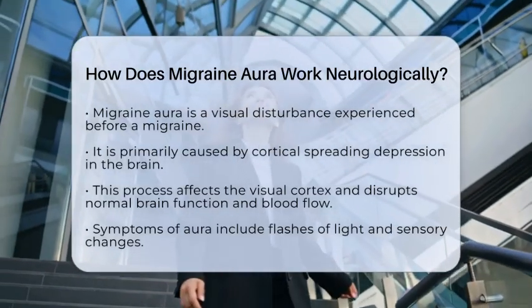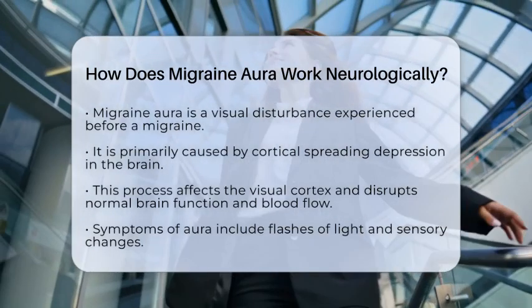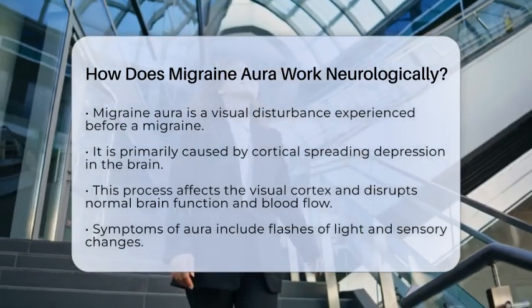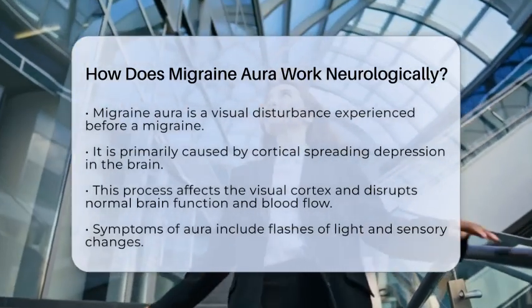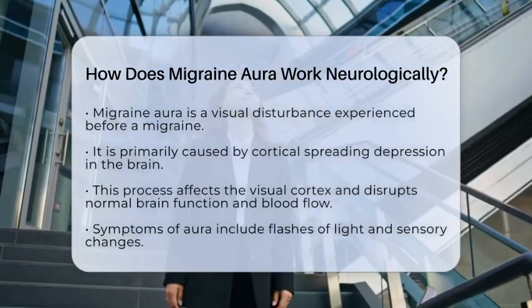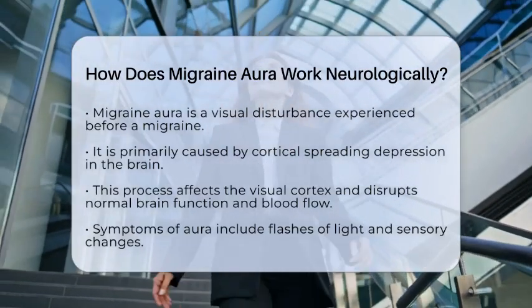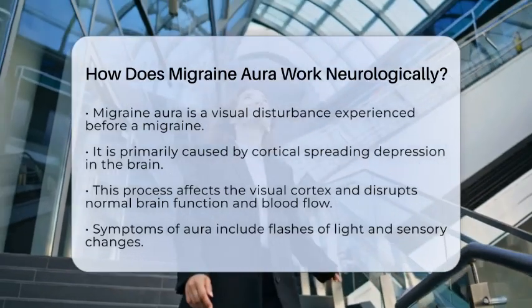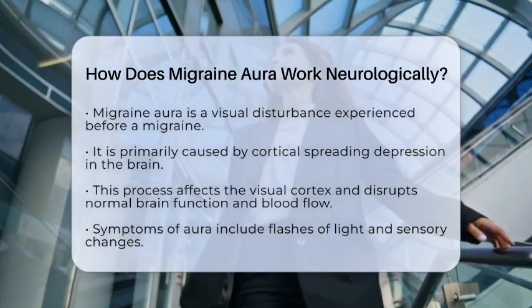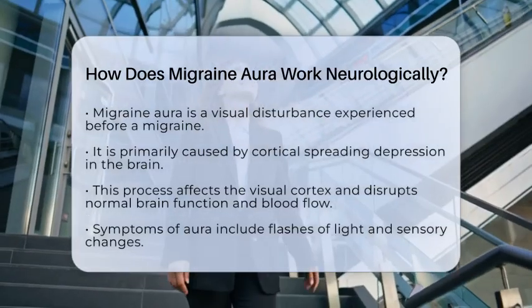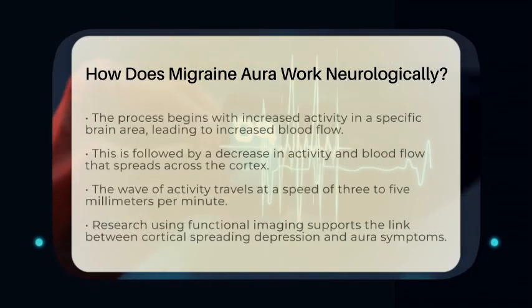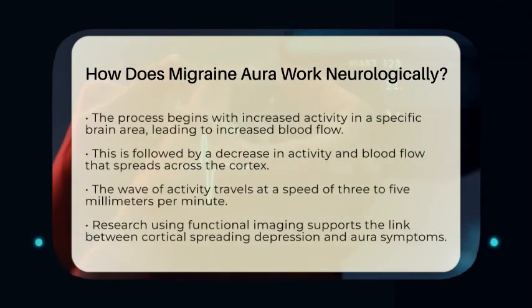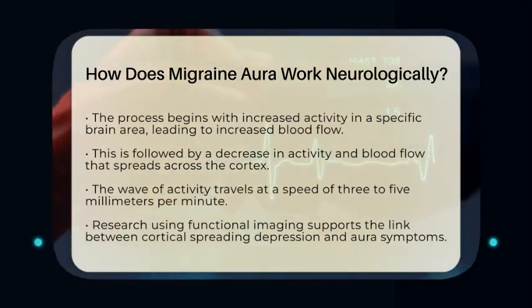This is a wave of activity that moves across the brain's surface, particularly affecting the visual cortex. When this wave occurs, it disrupts normal brain function and blood flow. This disruption leads to the temporary symptoms we recognize as aura, such as seeing flashes of light or experiencing sensory changes. The process starts with a specific area in the brain becoming overly active, which increases blood flow.